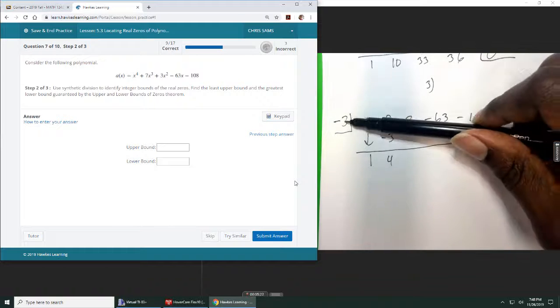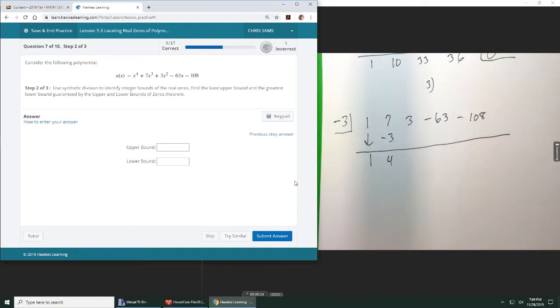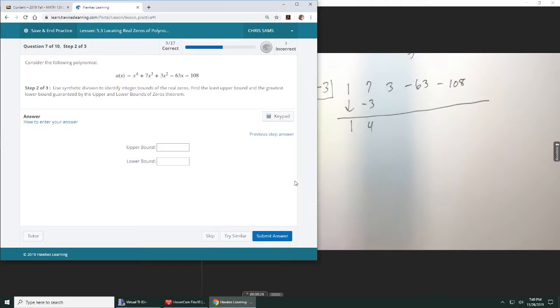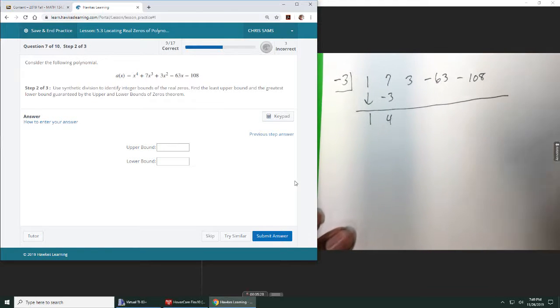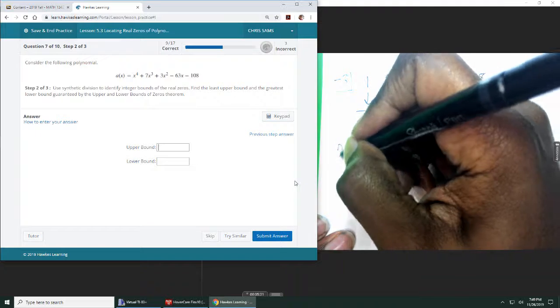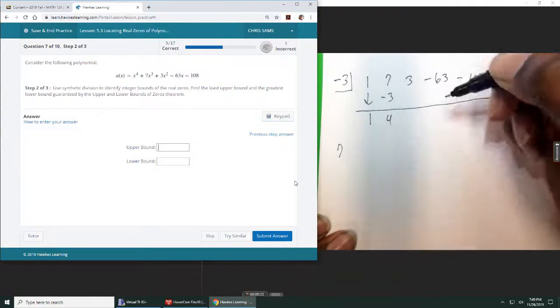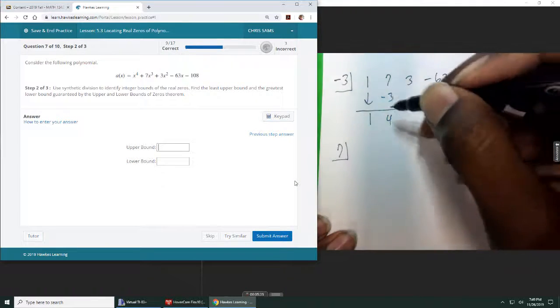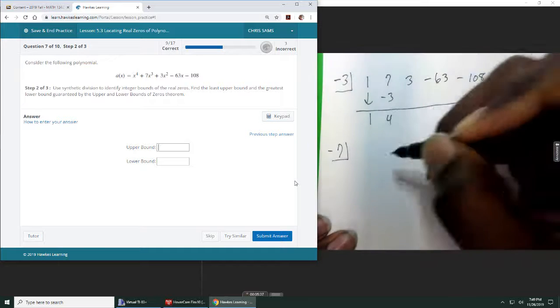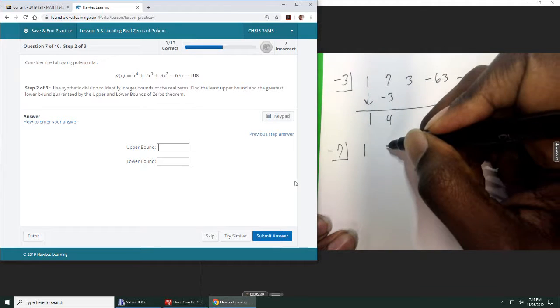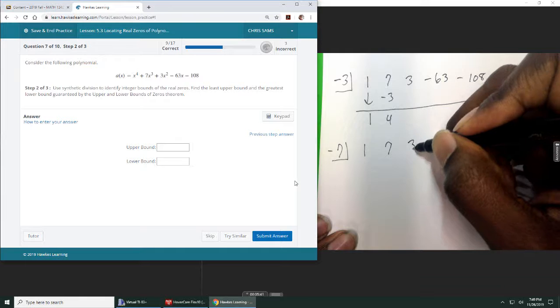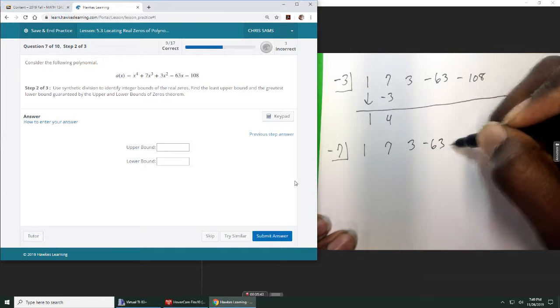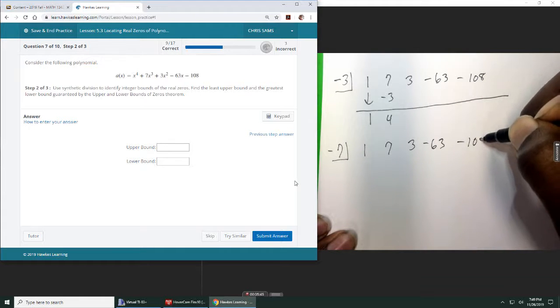So I'm going to jump all the way down to 7, just looking at this and trying to make some mathematical sense of it. I'm going to jump down to 7, because that's the first one I see that is going to give me a different sign here, which is going to give me 0. Negative 7. Okay, so 1, 7, 3, negative 63, negative 108.